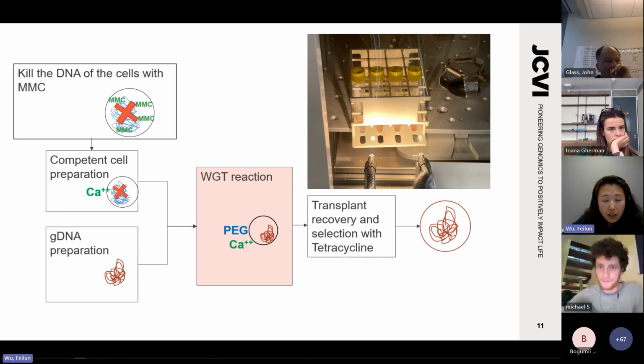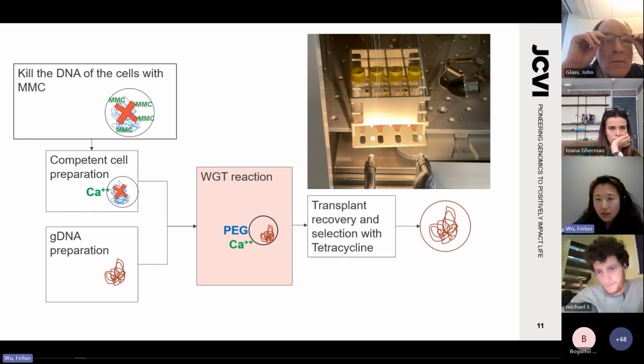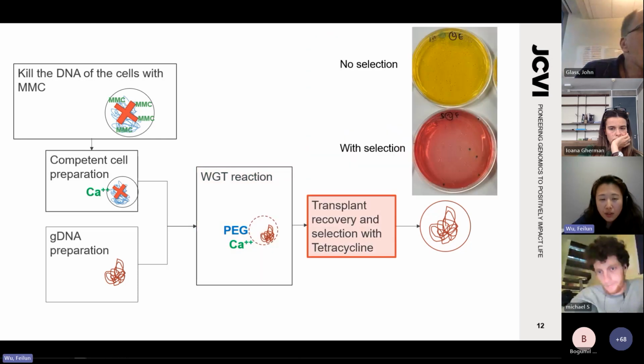And then we mix the competent cell with the donor genome, and put the entire reaction at 30 degrees for 90 minutes. Here again, we're using light. And after 90 minutes, we'll be able to plate the cells. And here we plate the cells on 2 types of plates. One is no selection and one is with selection.